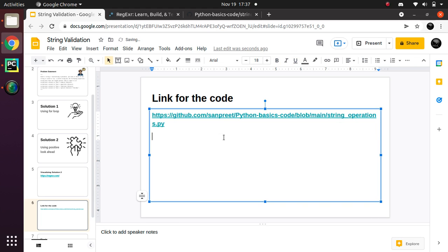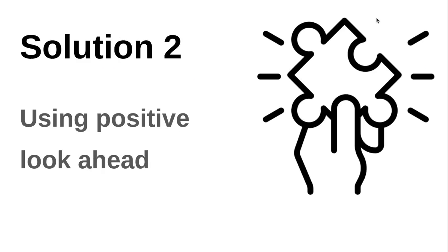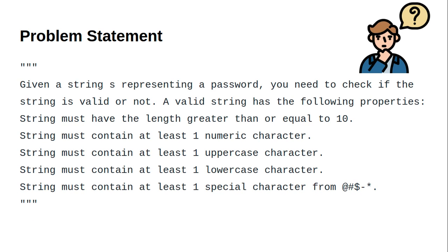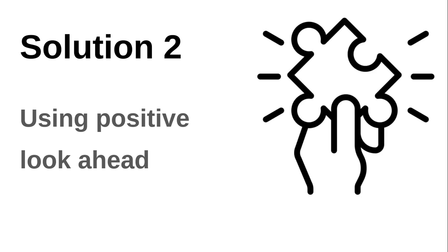Finally, it would be a good thank you for listening and viewing this video. Have a great day. So here we discussed the string validation, we discussed a problem statement, we discussed the first solution using a for loop, we discussed the second solution using a positive look ahead, and we discussed how to visualize the regex, especially when it is look ahead or look behind. Sometimes it becomes very difficult to understand in your mind. Then you can use this particular online tool to do it.